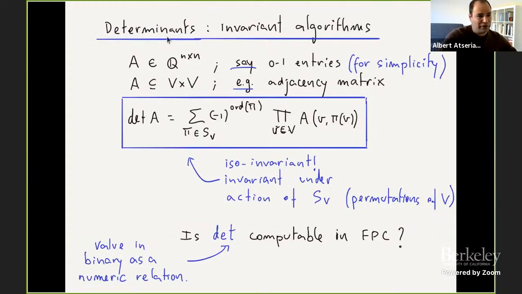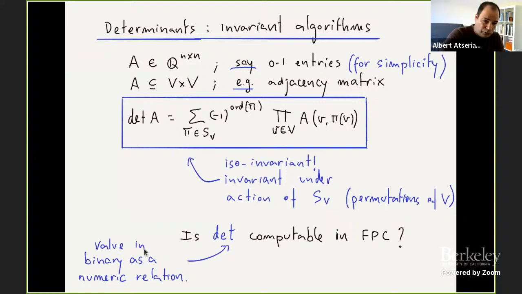So let me tell you how to do determinants, for example. How do you do determinants in a way that preserves the isomorphism of the matrix? So you have a matrix of rational numbers, and let's say they are 0-1 entries just for simplicity. They can be just any rational numbers. Think of an adjacency matrix. Now the determinant of this matrix, you can express it by the usual formula. And if you look at it, it happens to be isomorphism invariant. But that doesn't mean you can compute it in polynomial time in an isomorphism invariant way, because that's an exponentially big sum. So the question is whether you can compute determinants of rational numbers in FPC.